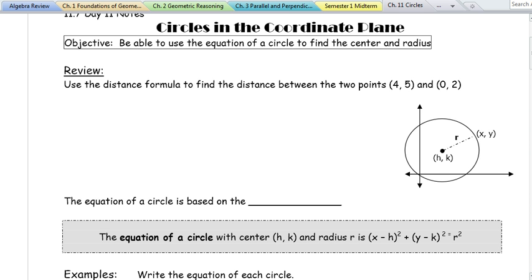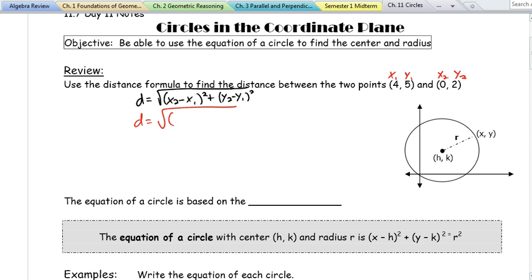So we want to be able to use the equation of a circle to find the center and the radius. Now, we need to look up or figure out what the equation of any circle is. And to do that, we're going to revisit our distance formula. So, if I want to find the distance between those 2 points, if you recall, it was x2 minus x1 squared plus y2 minus y1 squared, all underneath the square root. Okay, so what we did was say this is x1, y1, x2, y2. The order doesn't matter. But again, this is just to find the distance between 2 points.